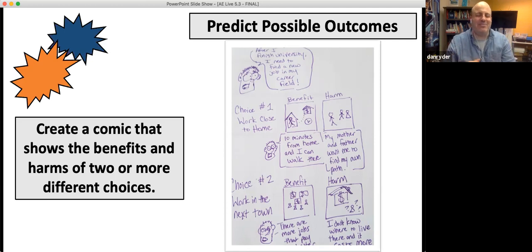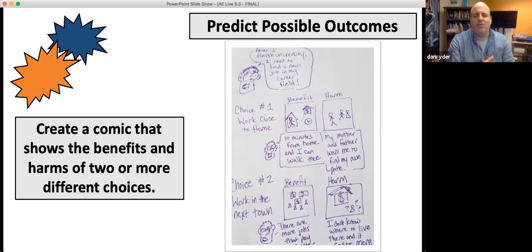But making decisions is one of those things where you have to consider a lot of different variables and a lot of different circumstances and situations. And it can be really hard for students, especially if they don't have the language for it. So having them predict possible outcomes using new language is a fantastic way to explore both their decision-making process and also their new vocabulary and their new grammatical skills.